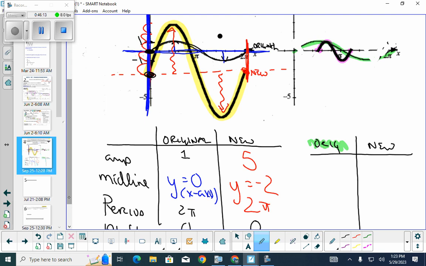Look at the green. Does the green start and finish on the x-axis? Yes. Does the purple start and finish on the x-axis? Yes. Does the green go up one and down one? Yes. Does the purple go up one and down one? Yes.